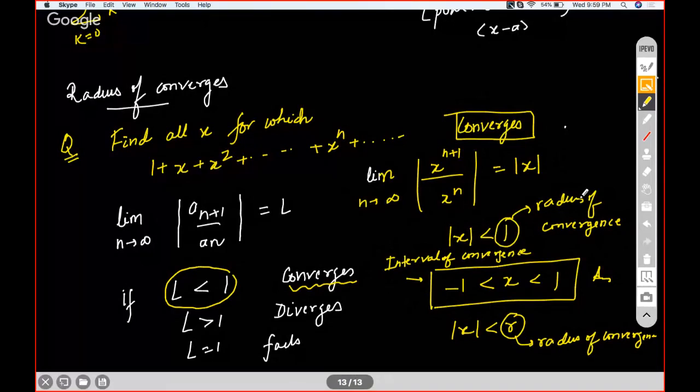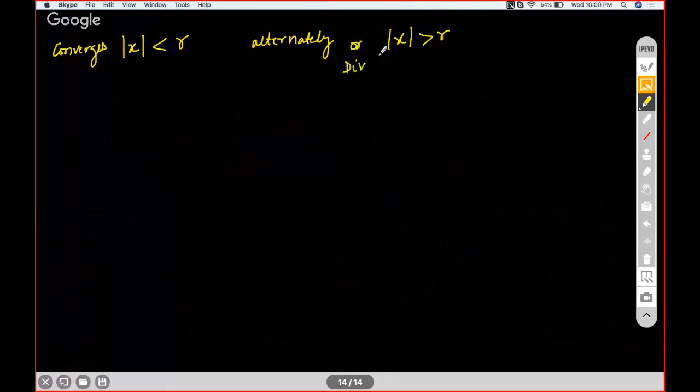So the moral of the story here is that you will be given a series and you need to figure out if the series converges for this, or alternately if your series diverges for this, correct? So if it converges for this value, or it diverges for mod x greater than R, then R will be called the radius of convergence. That critical value R is named the radius of convergence.